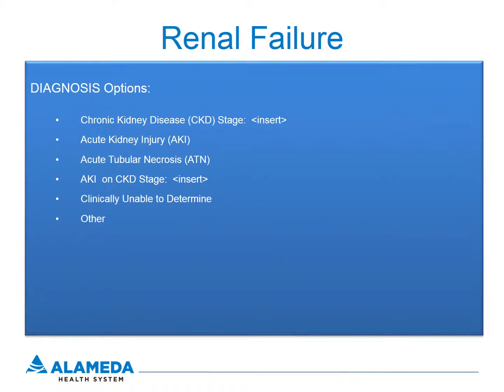Some of the options you're going to get when we send you a query is we will indicate if we're looking for chronic kidney disease with the stage, and then we would insert the stage for you, what the proper diagnosis is, at least based on the clinical evidence that we've identified, which is also at the top of the query. The other diagnosis options you'll have are AKI or ATN, or sometimes there's AKI on CKD with the stage, and we would put the stage in there.